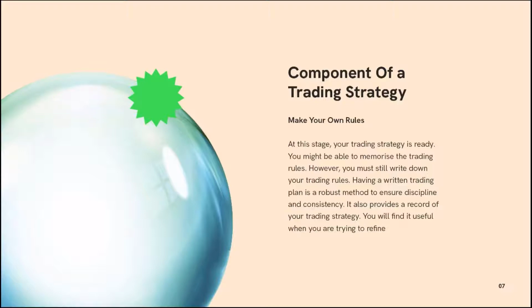After that, you want to see price in premium or discount, and it delivers. See, once you've memorized all of that, you still need to write it down. You need to make your trading plan, your trading strategy, robust and well detailed, so that if you give it to a 5-year-old, they understand what you're looking for in the markets to ensure discipline and consistency.